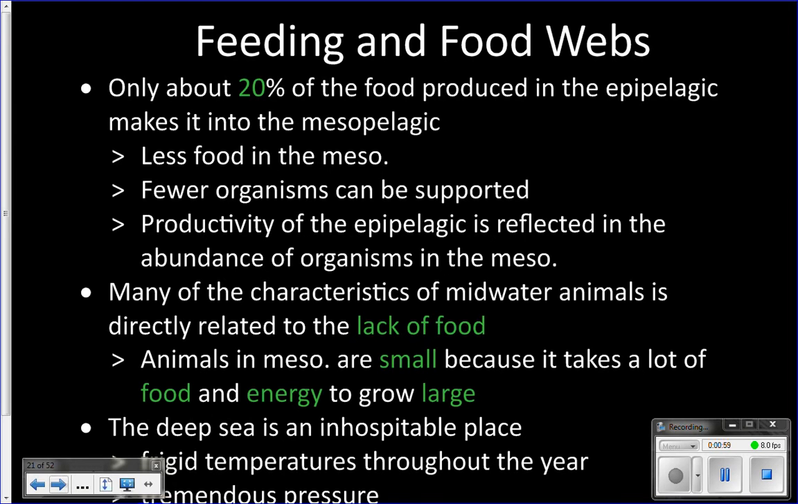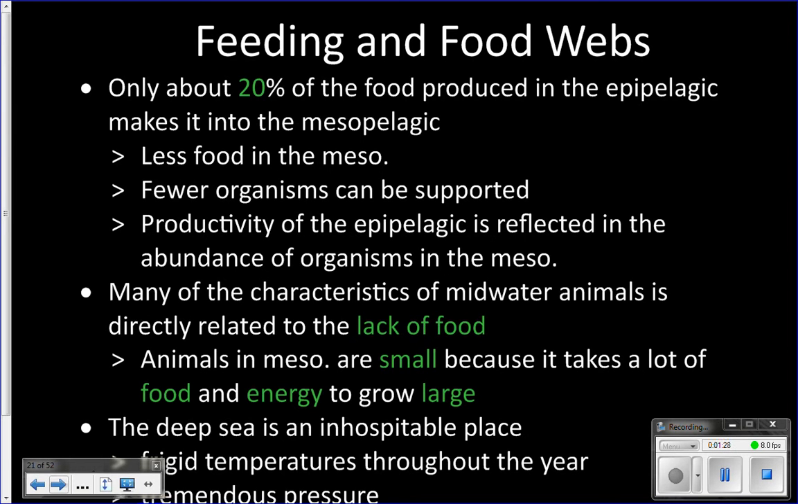So only about 20% of the food that's available in the epipelagic ever makes it down into the mesopelagic zone. Because there is less food in the mesopelagic zone, you will have fewer animals that can survive down here. So you will not have as abundant or as many animals in this zone as you will in the epipelagic zone.